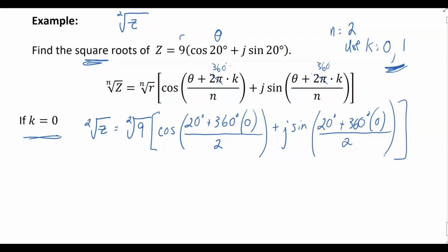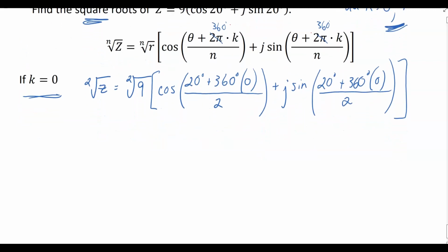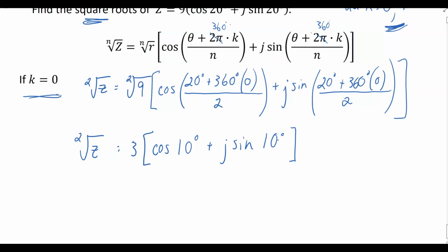Let's tidy that up a little bit. One of the square roots of my complex number z is equal to 3 cosine. What do we get in the numerator there? 20 degrees plus 360 times 0. Well, that's a 0. So 20 degrees plus 0 over 2, which is 20 degrees over 2, which is 10 degrees, plus j sine 10 degrees. And that is one of them.